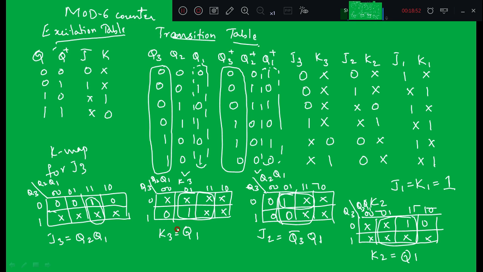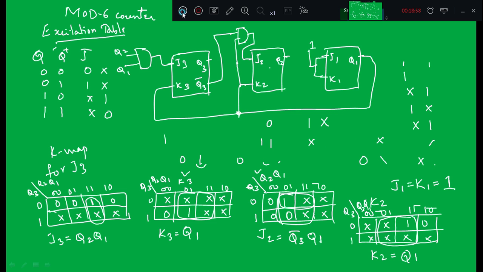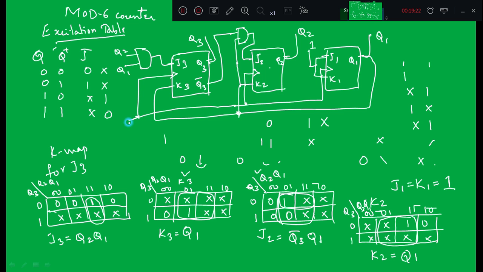Now with these Boolean expressions we are ready to design the final circuit. This is the final circuit of mod 6 counter using JK flip-flop. There are three outputs, Q3, Q2 and Q1. The analysis part I leave it to you. Please analyze the circuit and make sure that you get all states without any error. And this is the common signal called clock.